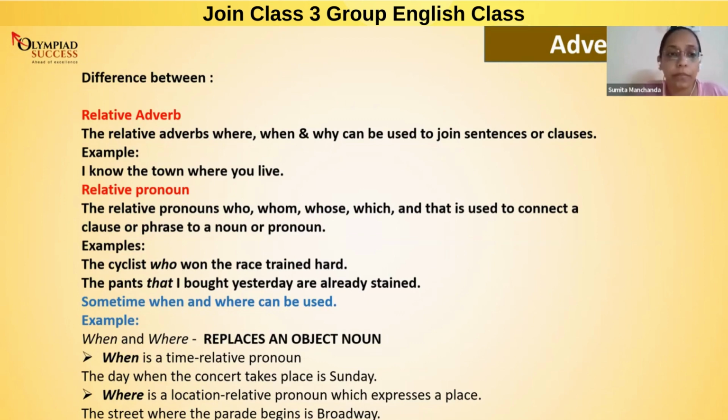Over here, if I'm talking about the cyclist, what is it? It's a noun. So I'm using who over here where I'm trying to connect the sentence to the noun. Or if there's a pronoun, I may say he, if he is used in a sentence.